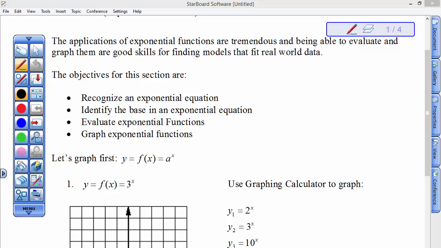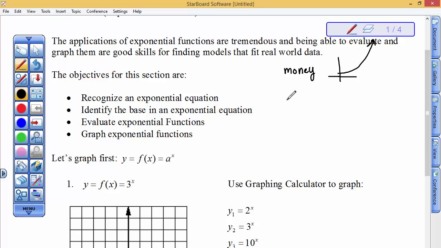The applications of exponential functions are tremendous, and being able to evaluate them and graph them are good skills for finding models that fit real-world data. For example, I don't mean to sound like a money lover or whatever, but if you invest your money, it will grow exponentially.